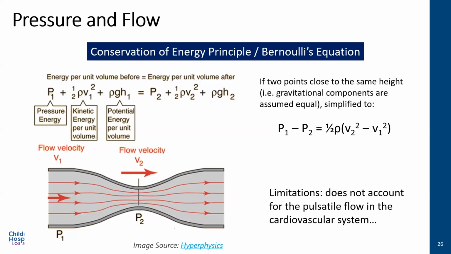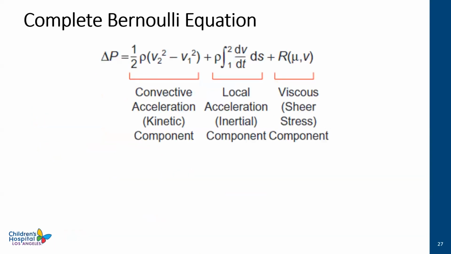The limitation of this simplified equation, though, is that it does not account for the pulsatile flow in the cardiovascular system. So this is where your complete Bernoulli equation comes in. This might seem overwhelming, but it's really just pointing out that there are three energy components to the Bernoulli equation. You have your kinetic component, your inertial component, and your shear stress component.